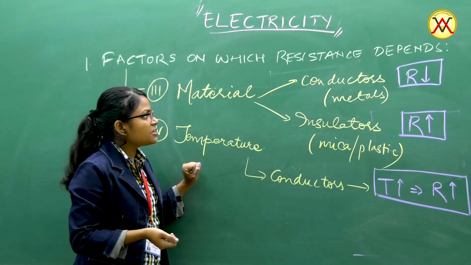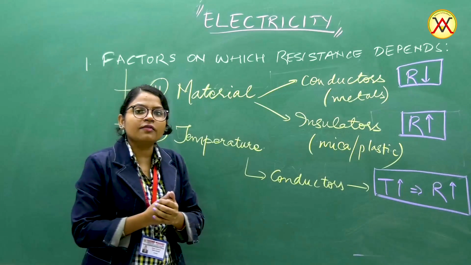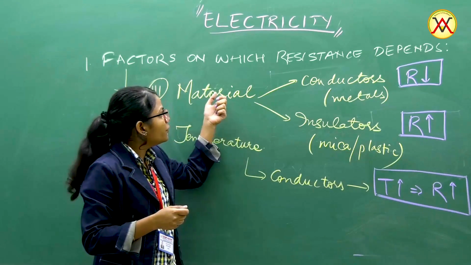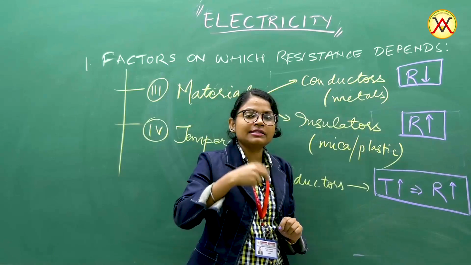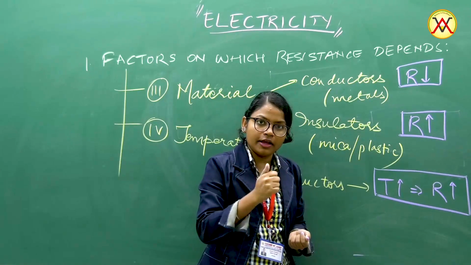These are the 4 factors, but now let us solve a few questions which depend on our first and second factors, that is length and area of cross section.